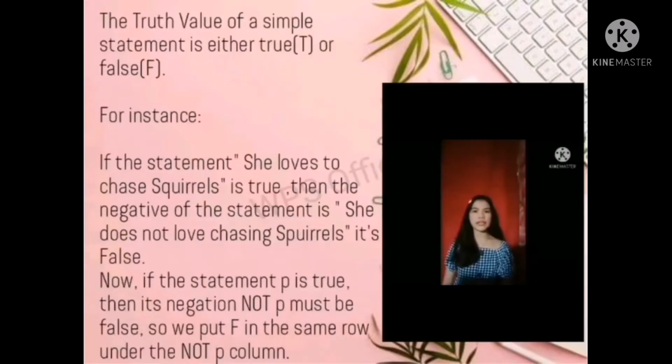The truth value and the truth table. The truth value of a simple statement is either true, which is represented by T, or false, which is represented by F. For instance, if the statement "She loves to chase squirrels" is true, then the negation of the statement, "She does not love to chase squirrels," is false. Now, if the statement P is true, then its negation, not P, must be false. So we put F in the same row under the not P column.